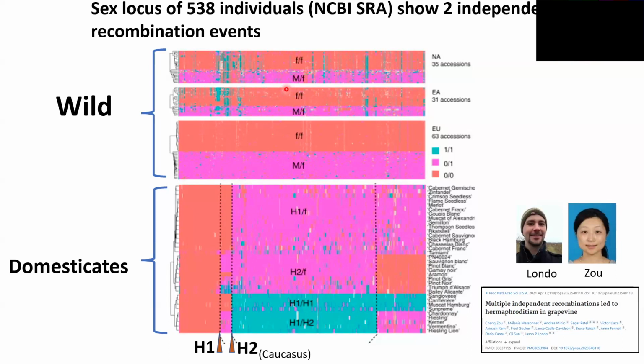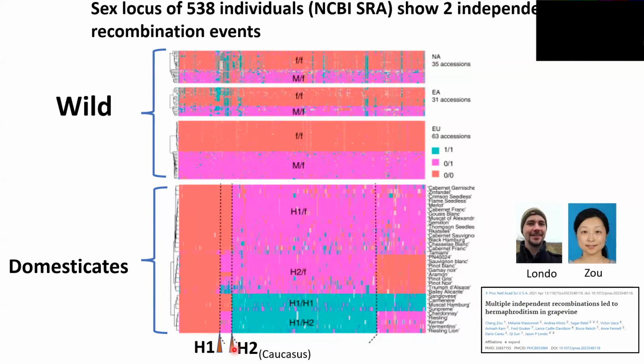But when Chen looked at the domestic grapes, 100% of them are hermaphrodites. What you can see here is a switch from red to purple, which is where the recombination occurred. And what's interesting is that Chen was seeing two distinct alleles in the hermaphrodites. In one case, we call it H1, which is the same as I think Darius's group identified. The recombination occurred at this location. And in H2, recombination occurred at this location here.